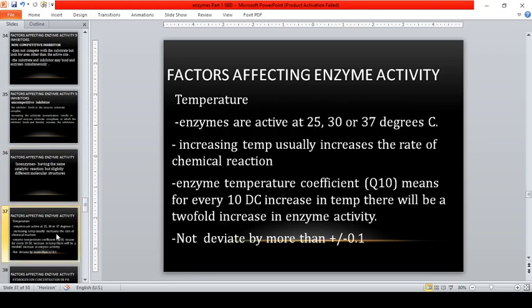So next, temperature. Okay? So, enzymes are active at 25 degrees Celsius, 30 degrees Celsius, or at 37 degrees Celsius. Increasing temperature usually increases the rate of chemical reaction. So, pag pinapataas mo daw yung temperature, bumibilis din yung rate of chemical reaction. Okay? However, guys, take note that as the temperature increases, the rate of denaturation also increases. Kasi these enzymes, they are not resistant to increased temperature. Magkakaiba kasi sila ng resistance.